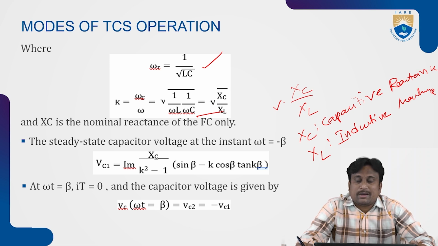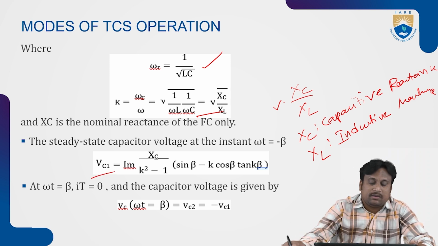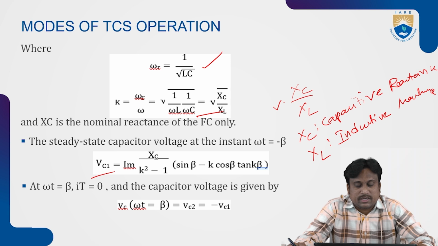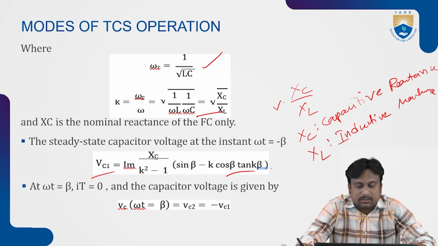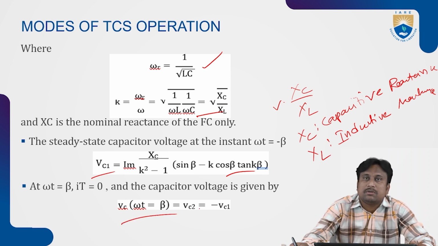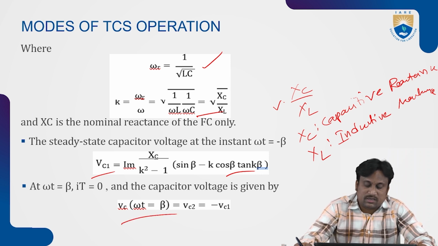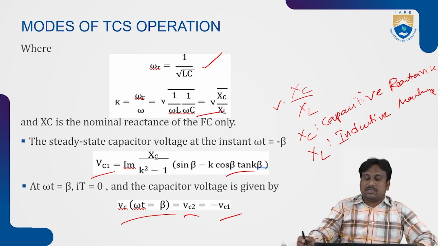So, steady state capacitor voltage at the instant of omega t is minus beta, considered as Vc1, that is Im into Xc by k square minus 1 into sin beta minus k cos beta into tan k beta. So at omega t equals to beta, it equals to 0 and the capacitor voltage is reached, then Vc of omega t equals to beta, which is equivalent to Vc2, and it is equivalent to minus Vc1.